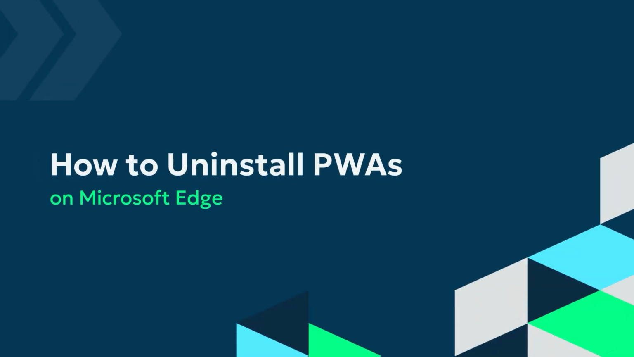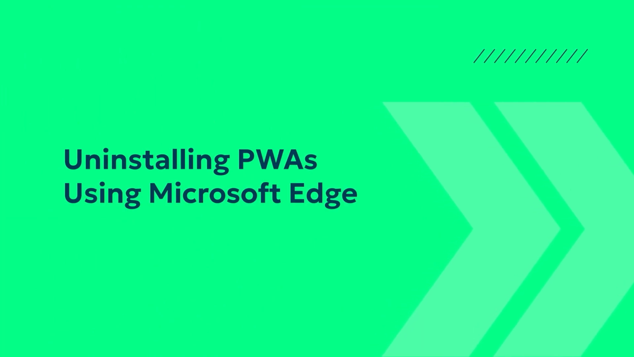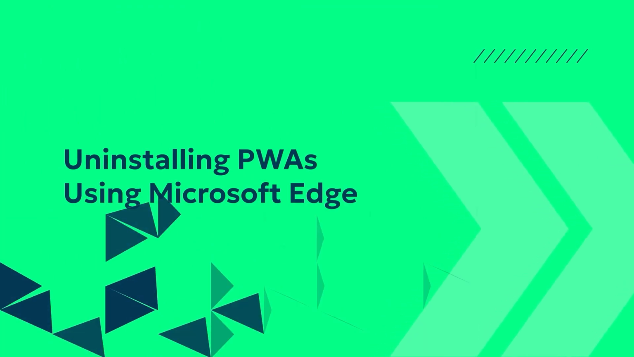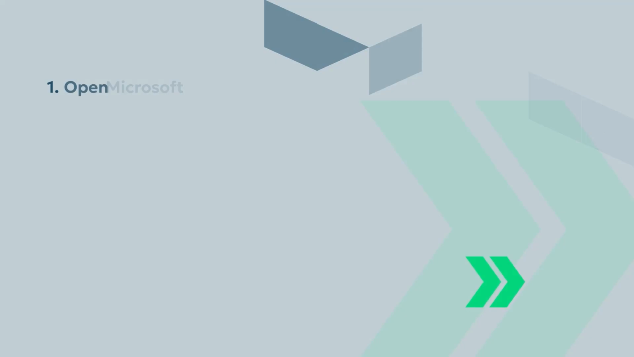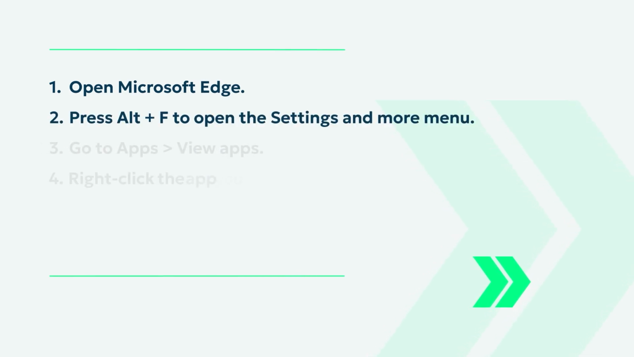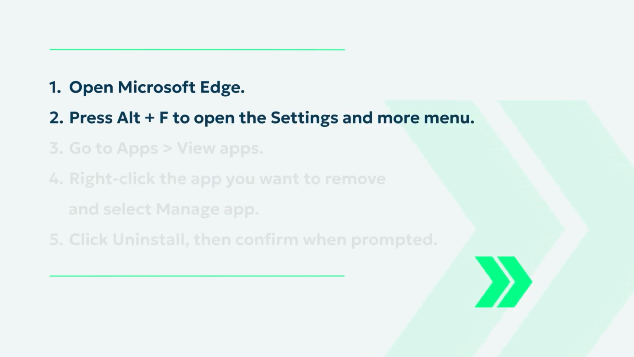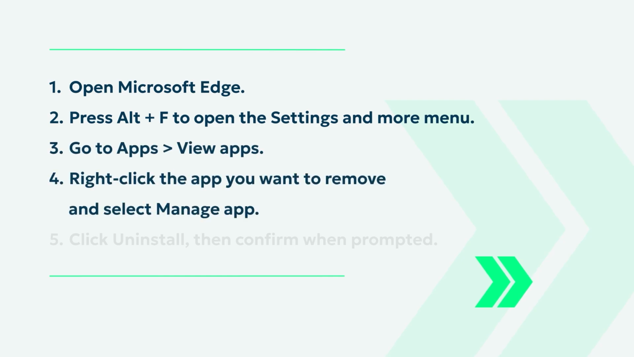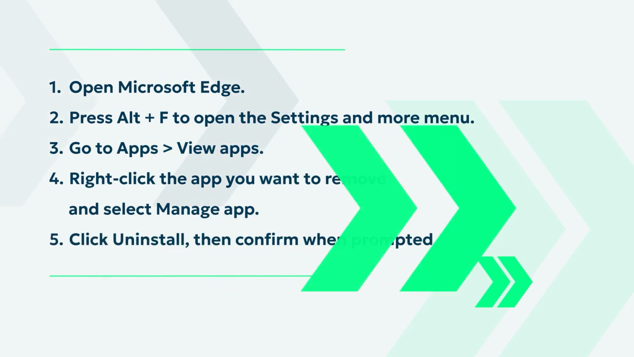How to uninstall PWAs on Microsoft Edge. Method 1. Uninstalling PWAs using Microsoft Edge. Open Microsoft Edge. Press Alt plus F to open the Settings and More menu. Go to Apps, View Apps. Right-click the app you want to remove and select Manage App. Click Uninstall, then confirm when prompted.